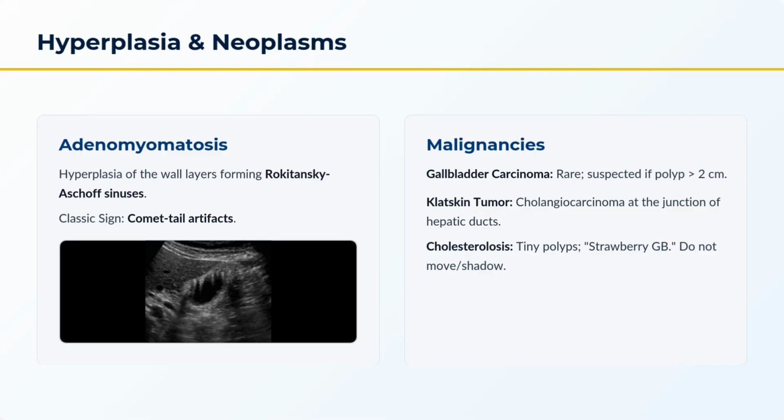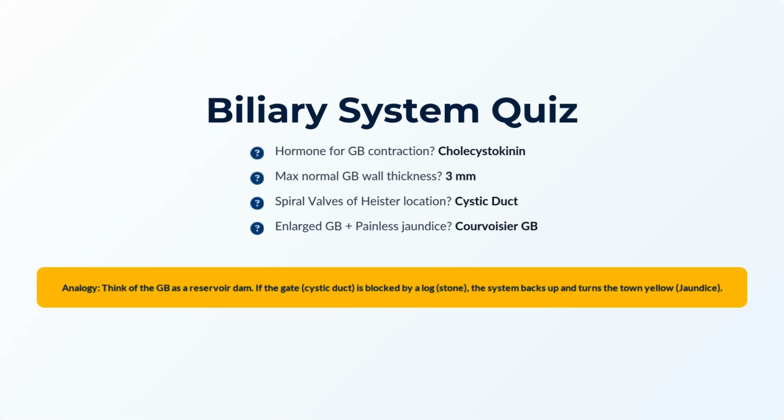Klatskin tumor. A specific cholangiocarcinoma located at the junction of the right and left hepatic ducts.